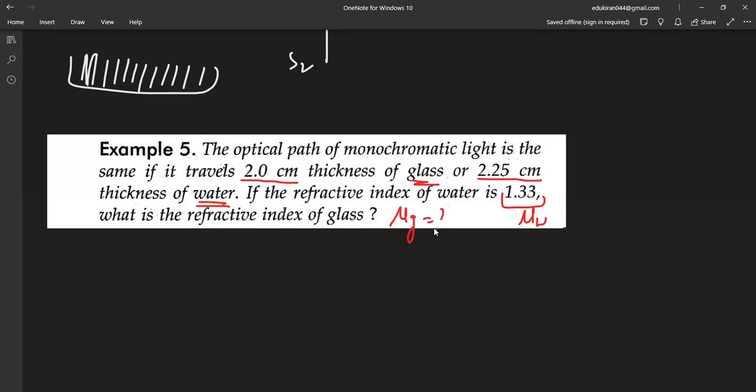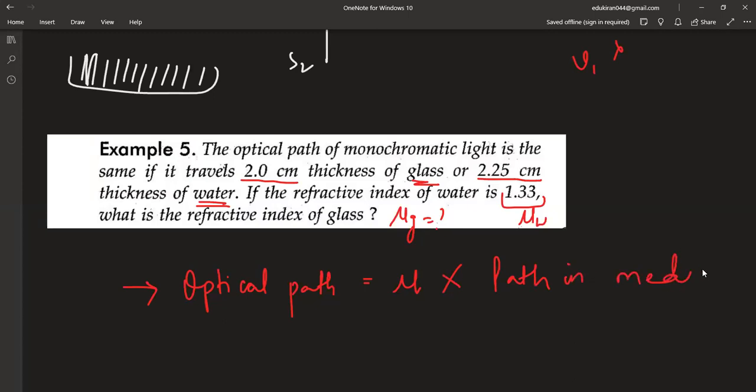One thing I'll tell you, which I don't think we have discussed or not: if such a question comes on optical path, do not waste your time first finding out velocity, wavelength, converting it back, and then taking the ratio. It will take a lot of time. What you can do is, optical path is equal to the refractive index into the path in the medium. Whenever anything related to that is asked.